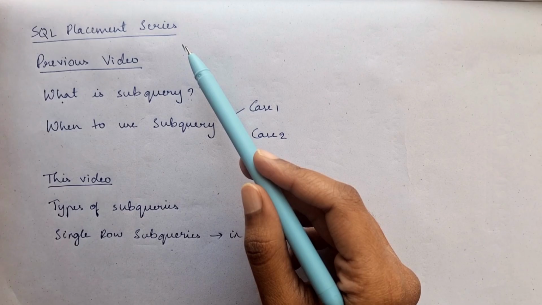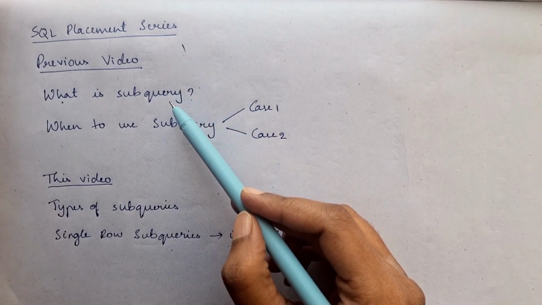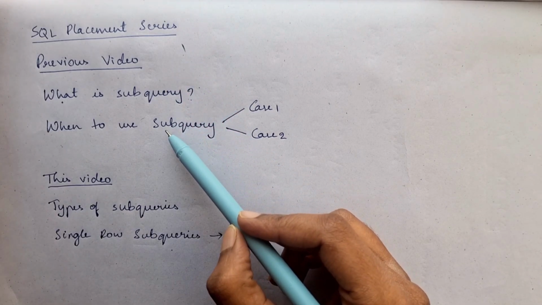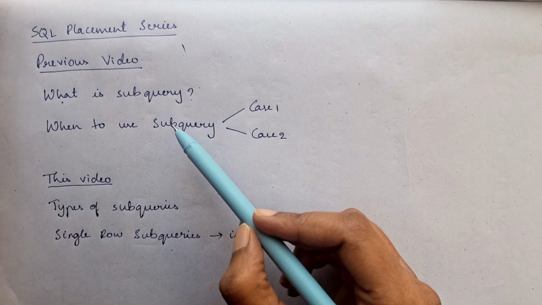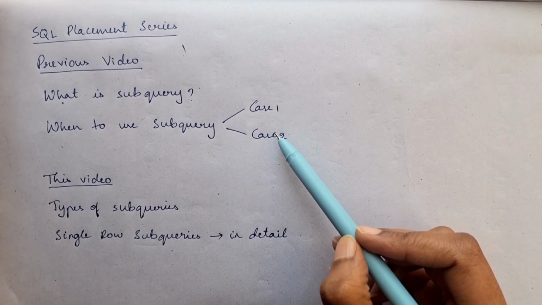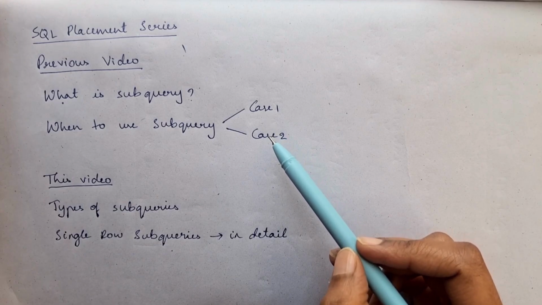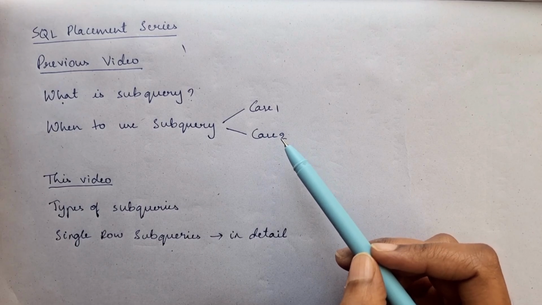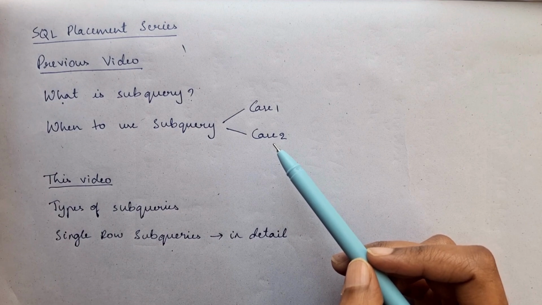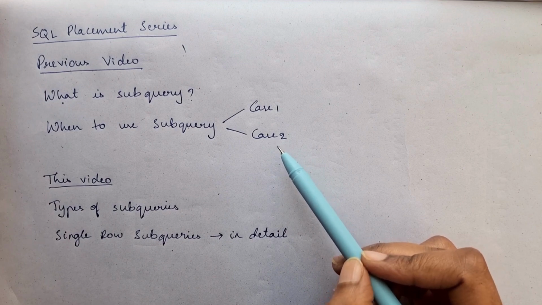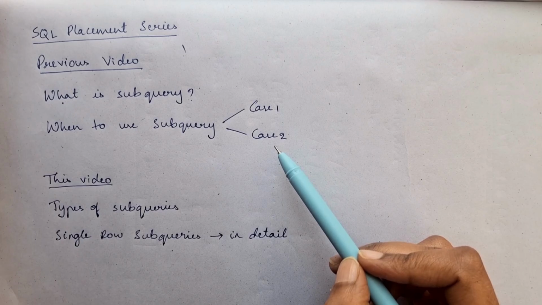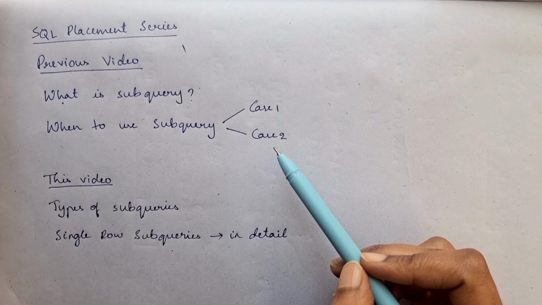In the previous video, we clearly understood what a subquery is and when we should use a subquery in SQL. We discussed two important situations where subqueries are commonly used. That is, case 1, whenever we have unknown values in the question, we use a subquery to find those unknown values first and then use those results in the main query. Case 2, whenever the data we want to select and the condition we want to apply are present in different tables, we use a subquery to connect and retrieve the required data.